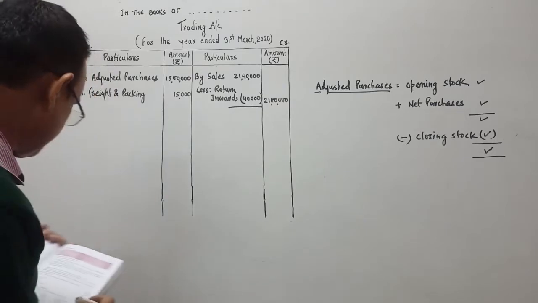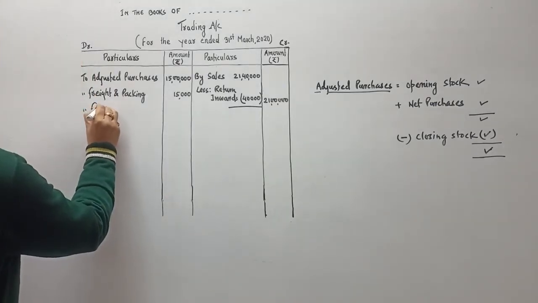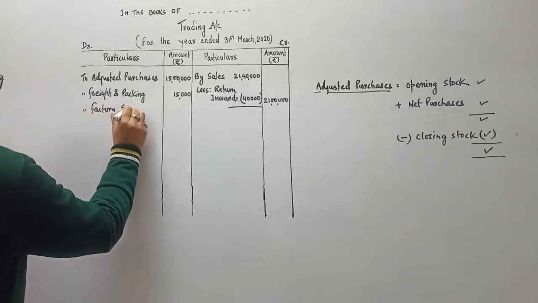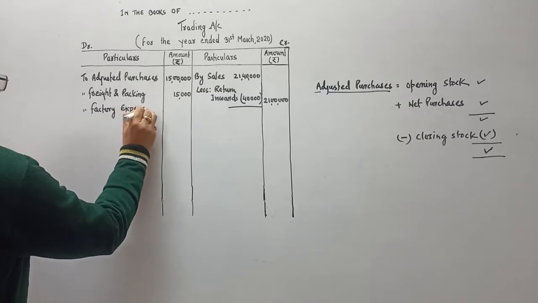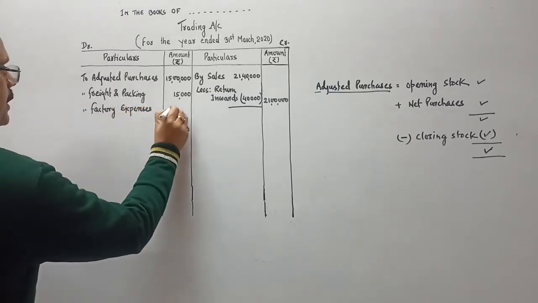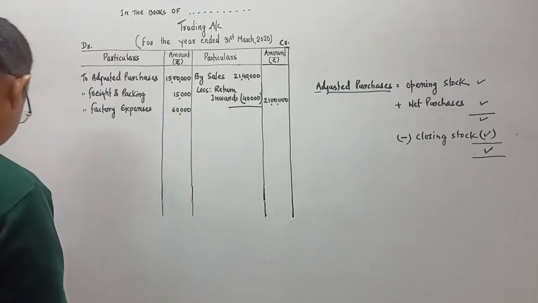Next is factory expense. Of course, we'll write the factory expense. Factory expense is a direct expense. How much is the factory expense? 60,000 is the factory expense. So you write the factory expense.